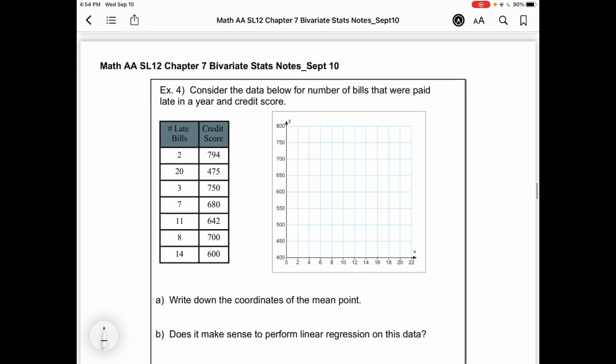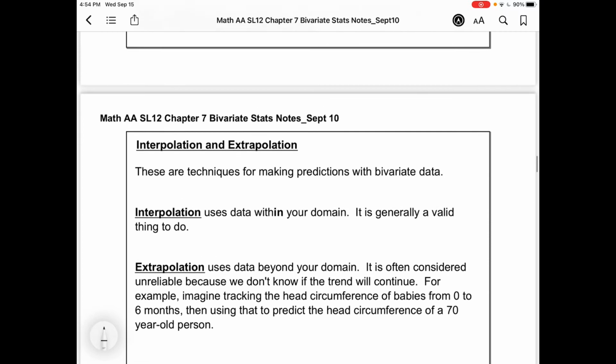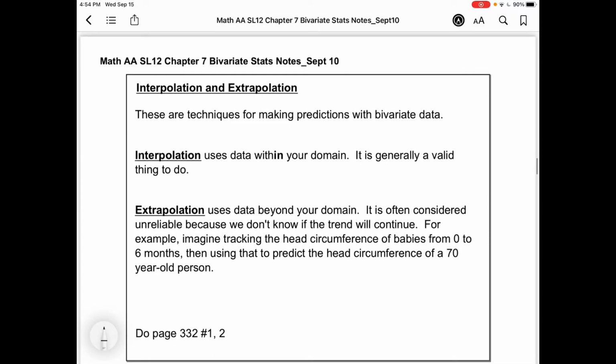We had actually filled in this chart here about late bills and credit scores. But I'd like to pull it back just a little bit here because we skipped over a couple of things for the sake of making one of those linear regressions. So there are a couple of terms here, interpolation and extrapolation. This is when you're estimating values. They're techniques for making predictions with bivariate data. Remember, bivariate just means that there are two variables under consideration.